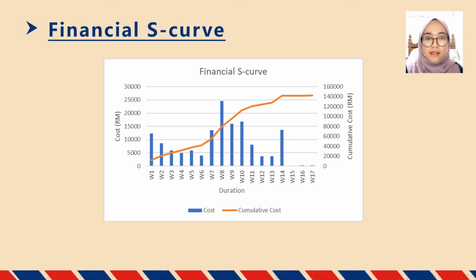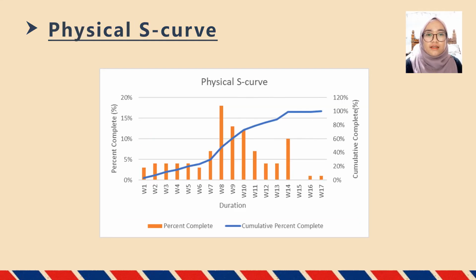For this slide, I will explain more about financial S-curve. So the graph below will show the financial S-curve of cost and cumulative cost over time, which is in weeks. On week 15, there are no costs used on that week, while on week 16 and week 17, there is a low graph showing that the project has been using less cost compared to week 8 that has the maximum cost used.